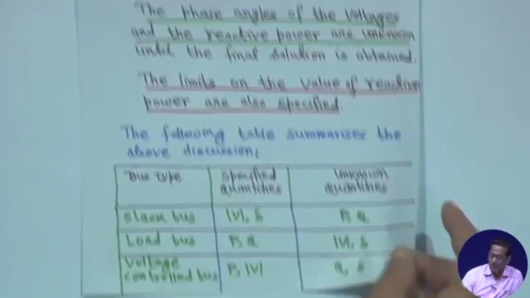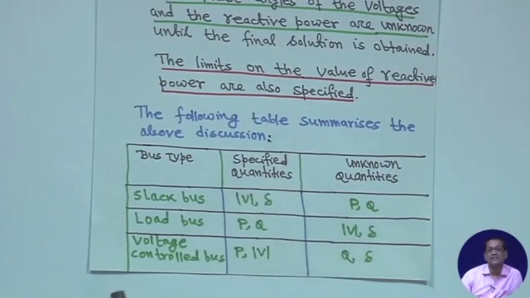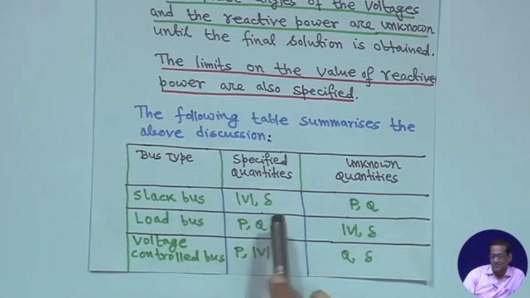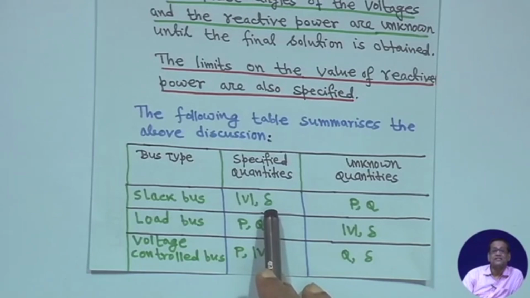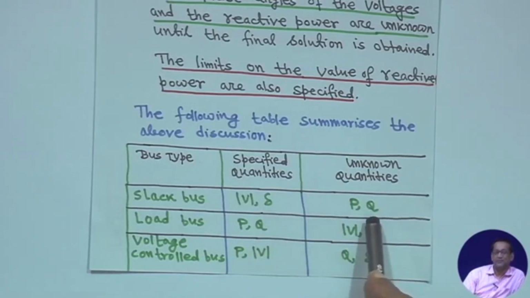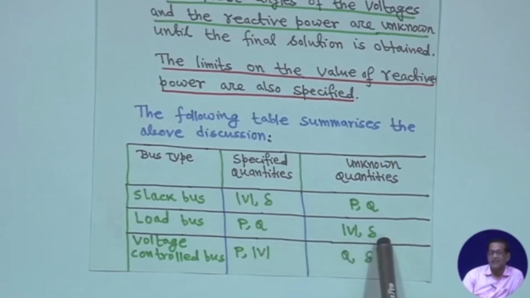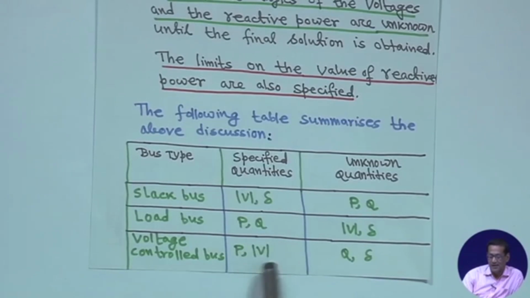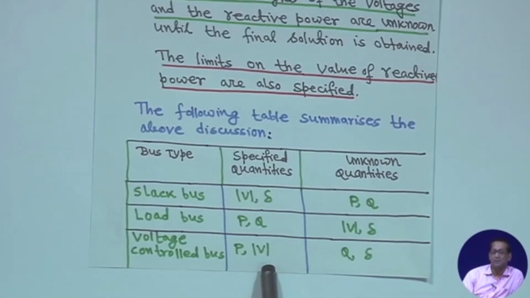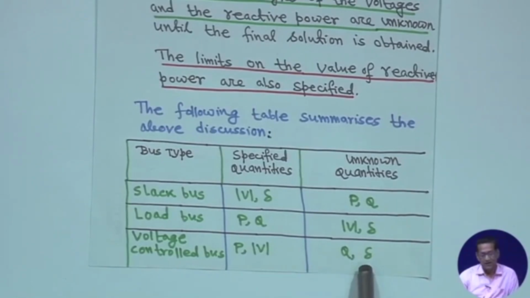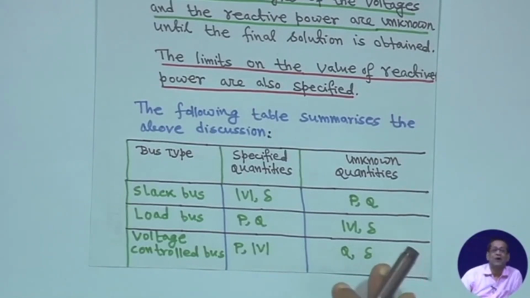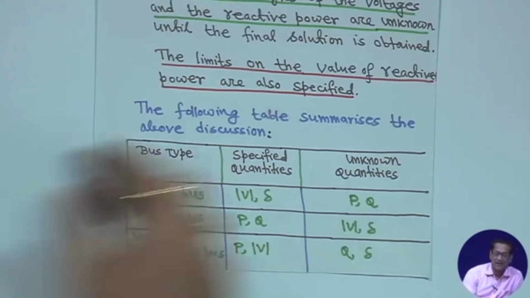Therefore, the following table summarizes the above discussion. So, bus type: if it is a slack bus, voltage magnitude and delta both are known, that is specified, and unknown quantities are P and Q. For a load bus, P and Q are specified, but voltage magnitude and delta are unknown quantities. And for a voltage control bus, that is PV bus, real power P and voltage magnitude are specified, but Q and delta are not known. So, with this in our mind, slack bus, PQ bus and PV bus, now we will move to see first the bus admittance matrix.